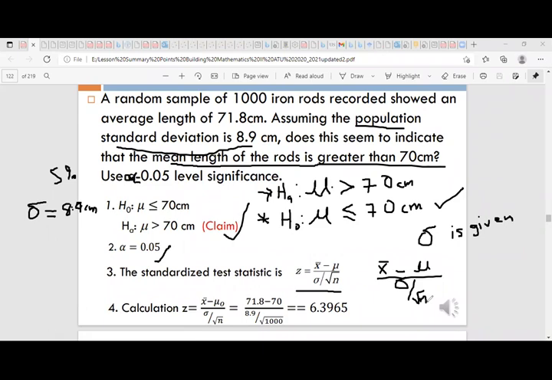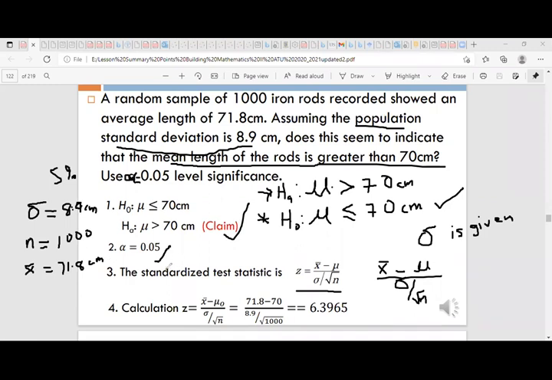So we've been told that our random sample N was 1,000. And then the X bar for the sample was what? 71.8 centimeters. Okay, so it means we have all the values at hand.